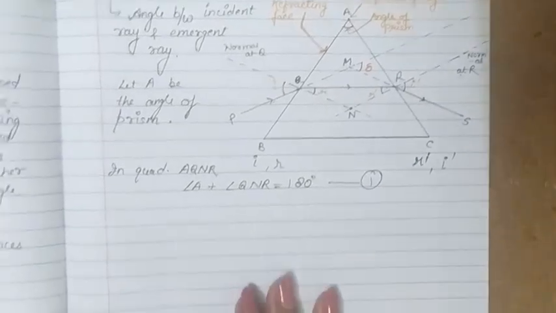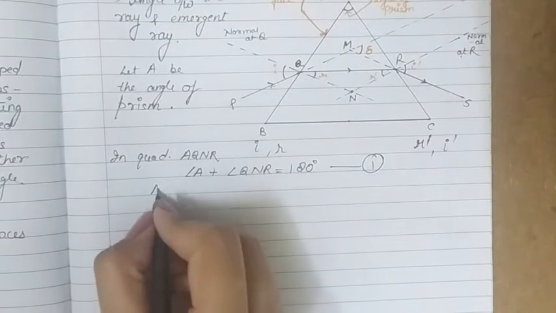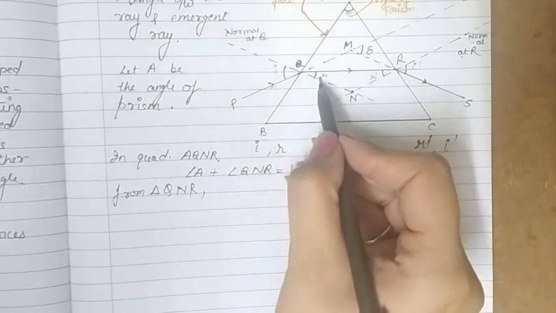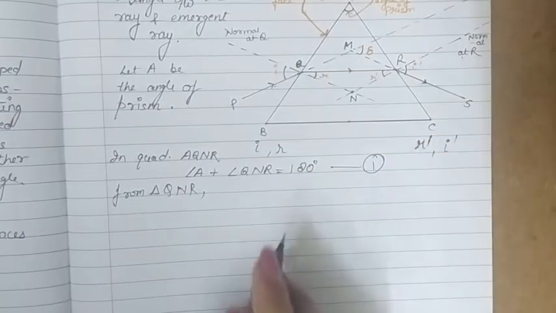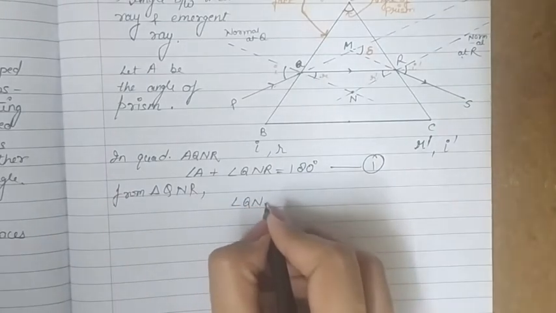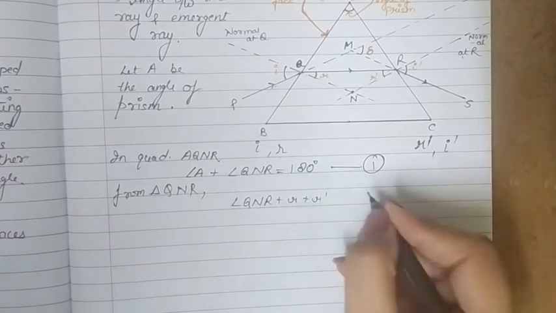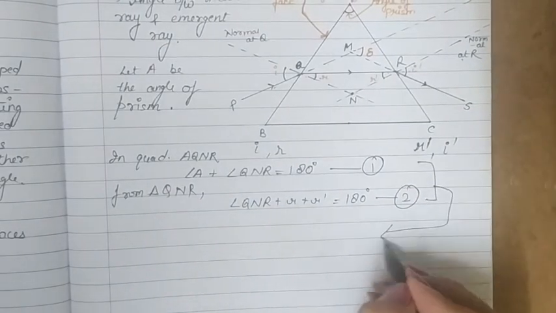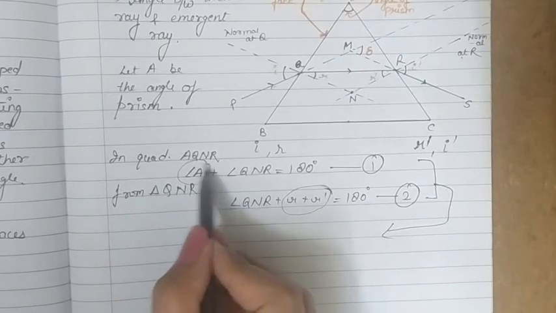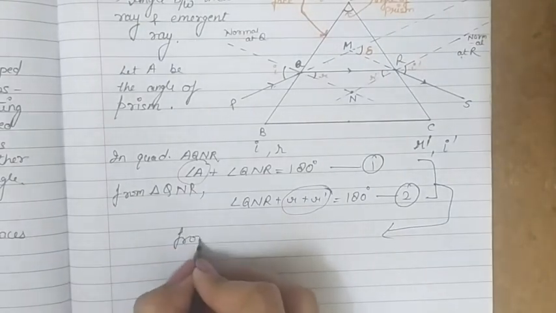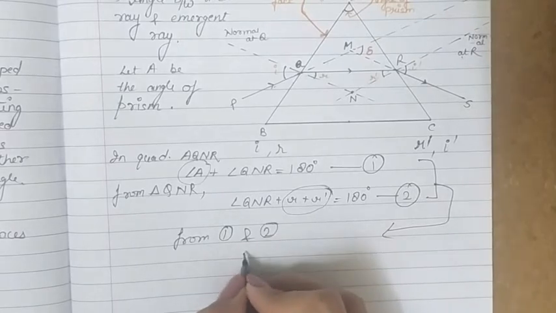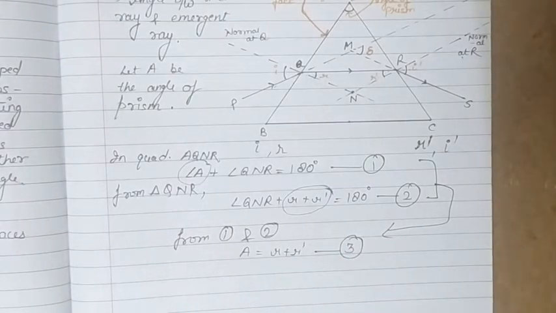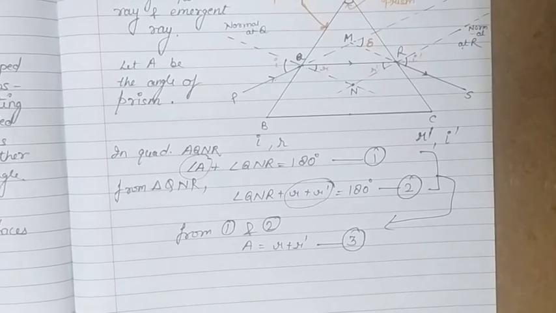Also from triangle QNR, if we see this triangle only, by applying the angle sum property, we can write that R plus R dash plus angle QNR is equal to 180 degrees. This is equation number 2. And from these two equations, we conclude that R plus R dash is actually equal to angle A. So from equations 1 and 2, what we get is A equals R plus R dash. Let it be equation number 3. It means the angle of the prism is equal to the sum of angles R and R dash.